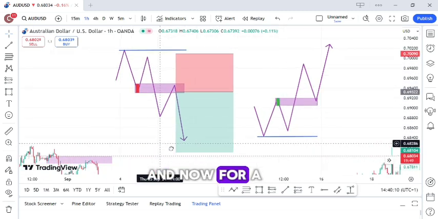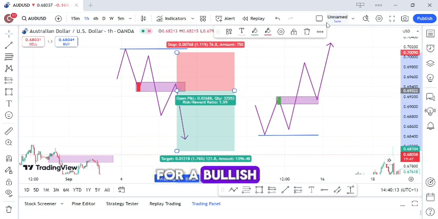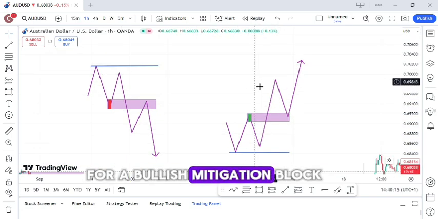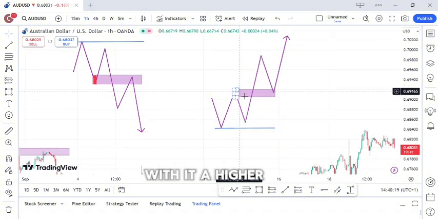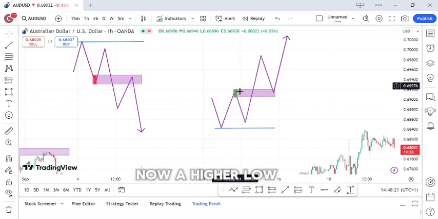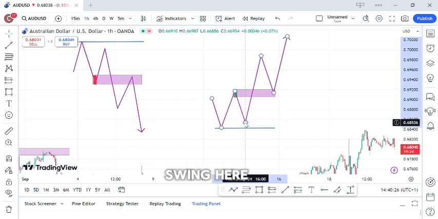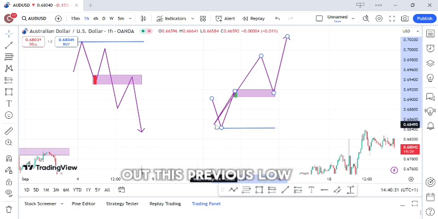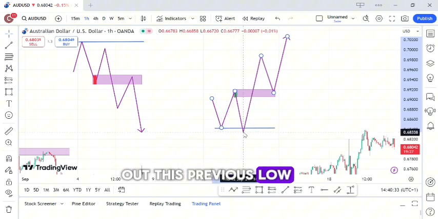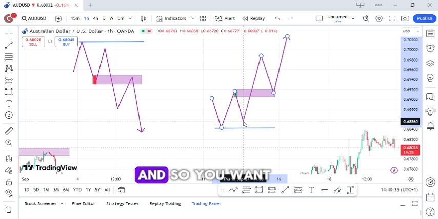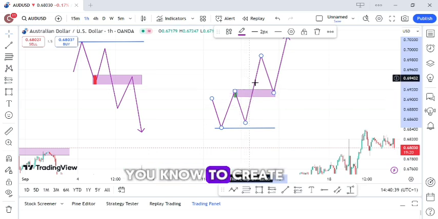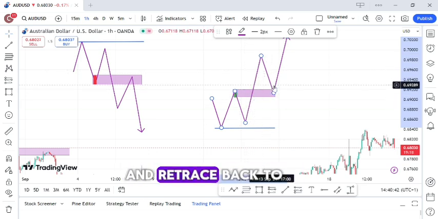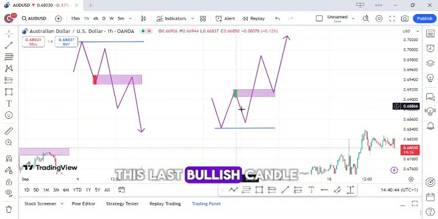And now for a bullish mitigation block, price created a low, then a higher high, now a higher low. Now this is the failure swing here. This point didn't take out this previous low, so it stopped here. And so you want to wait for price to break out, to create a change of character, and retrace back to this last bullish candle.